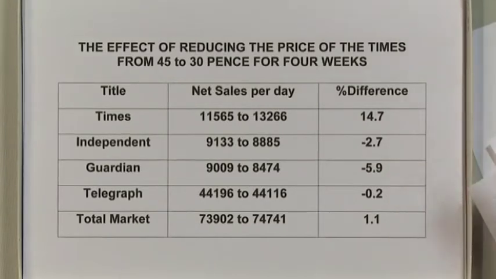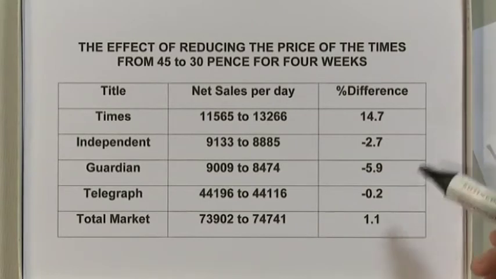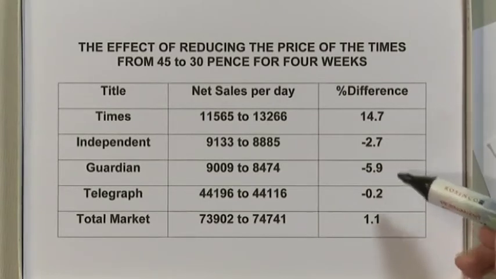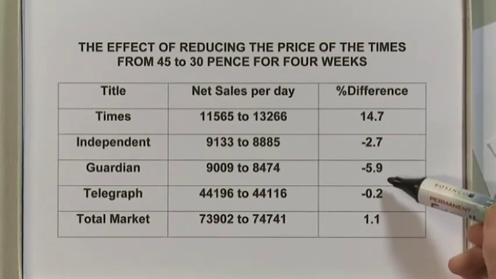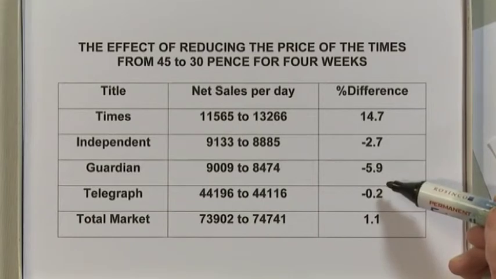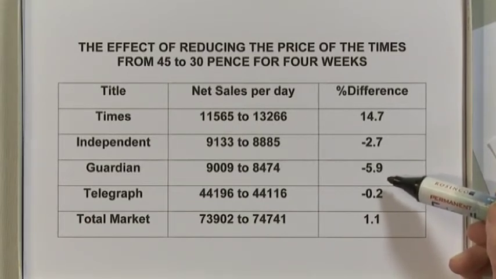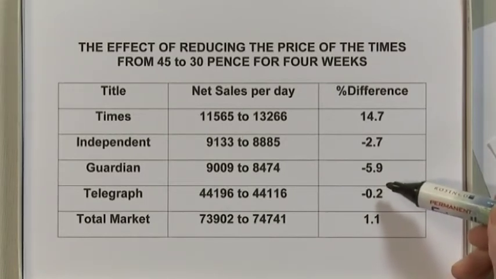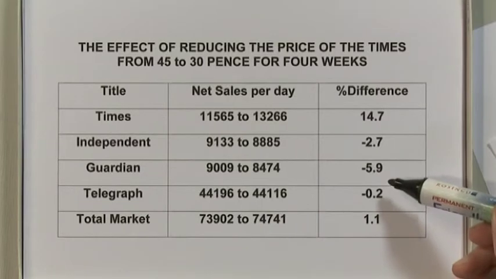We could also make calculations about the cross elasticity of demand. We've got, for example, a 5.9% fall in the quantity of the Guardian demanded when there's a 33% cut in the price of the Times. So we can do our calculation and work out the cross elasticity of demand for the Guardian with respect to the price of the Times.